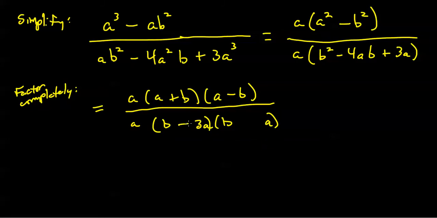Clearly both these signs are going to be negative. And then I've got b squared minus ab minus 3ab and plus 3a squared. Oops, please forgive me, I forgot to write 3a squared here. Please note that mistake. Let's check it again.